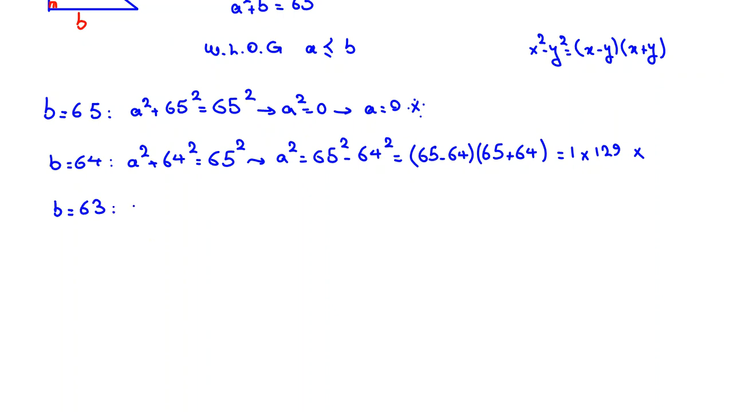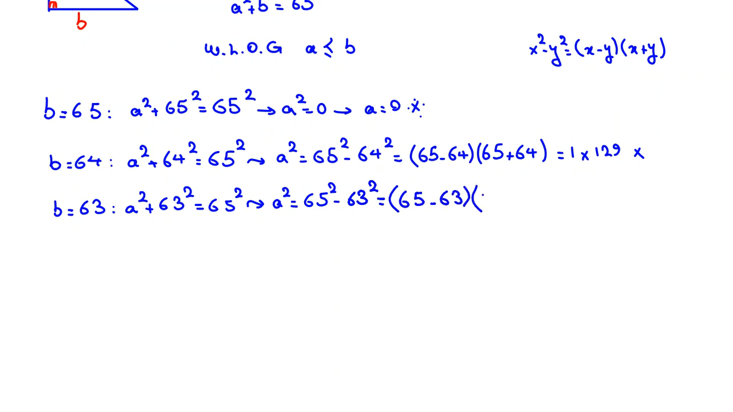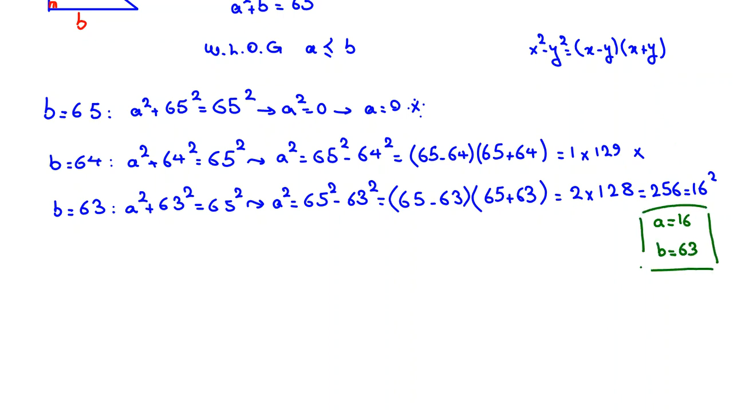If b equals 63, let's check this case. a squared plus 63 squared equals 65 squared. Then a squared equals 65 squared minus 63 squared, which is 65 minus 63 times 65 plus 63, and it will be 2 times 128. As you can see, it's 256, which is 16 squared. So we found one good answer. In this case, a is 16 and b is 63. So it is the first answer.